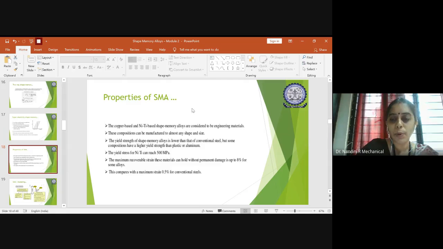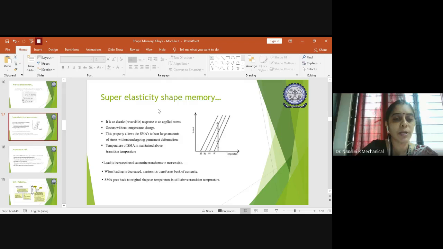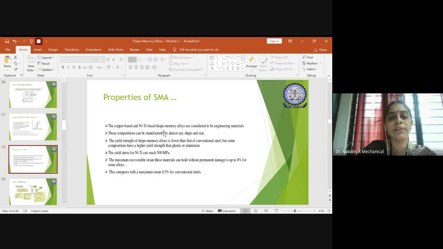And lastly, I'll just tell you about the properties. So these were the super elastic shape memory characteristics. If it comes to the properties, I told you two families: one is copper based and the other is nickel based. Both copper based and nickel based shape memory alloys are considered for n number of engineering applications. All are combined together to develop a novel tailored material for specific devices.